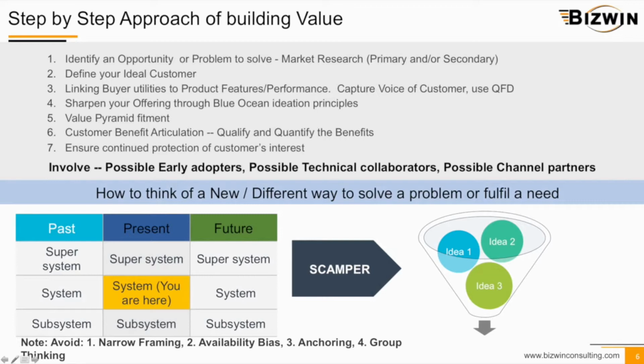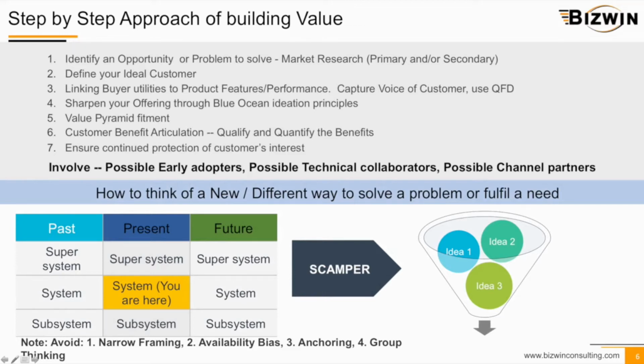Step number 4 is sharpen your offering through blue ocean principles. We are firm believers of the blue ocean principles. You may already be aware of it. We'll touch upon this as we go into the relevant slide. Number 5 is how this value fits in the value pyramid. You are packing certain elements of value or benefits in your product, solution or service. How is it actually impacting and gaining acceptance in the value pyramid?